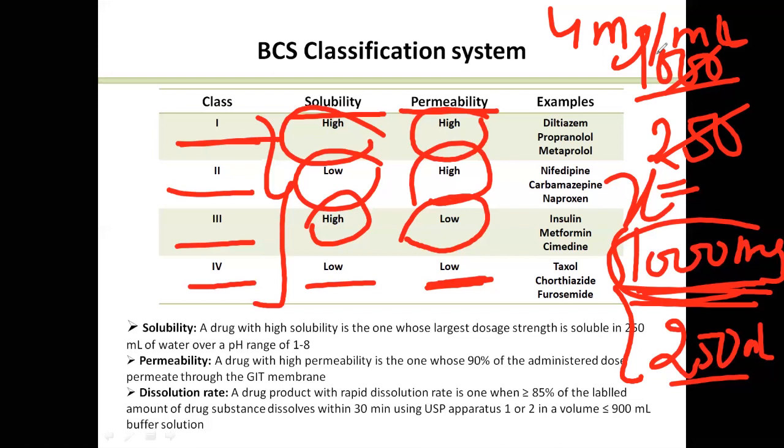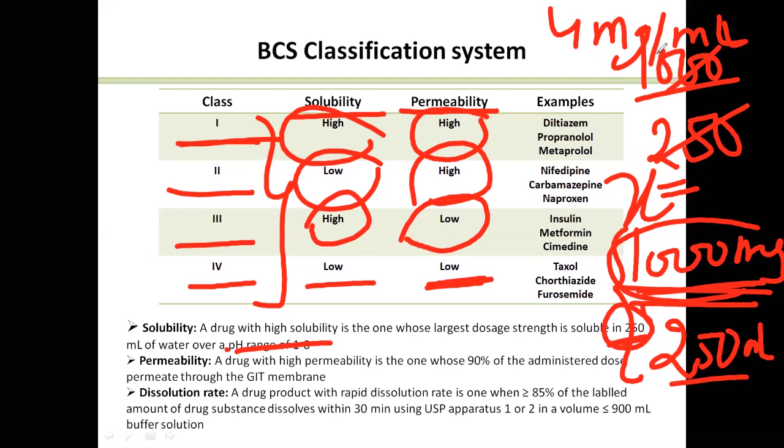The next important point is why we have taken 250 ml of water. Because we usually tell a patient to take the medicine with one glass of water, and one glass of water is approximately 250 ml. That's why the term 250 ml comes. Next, why is the pH range 1 to 8?